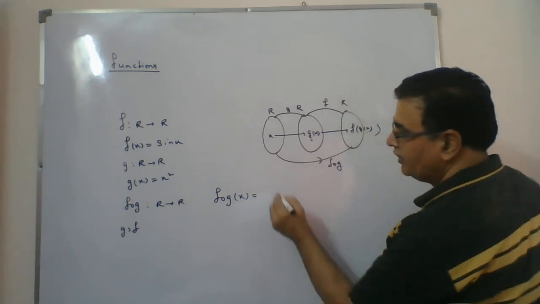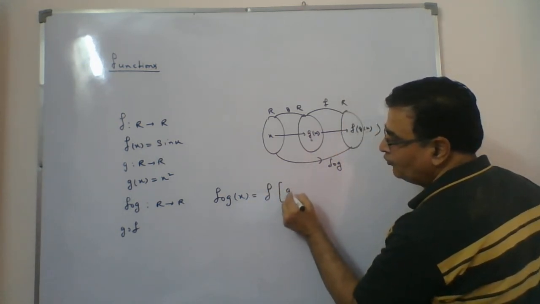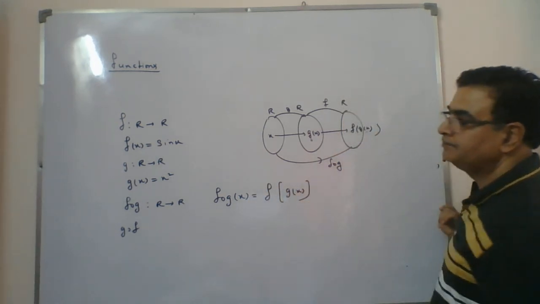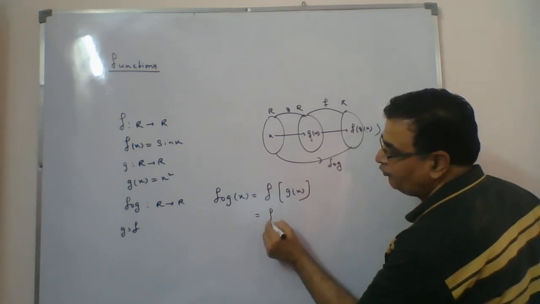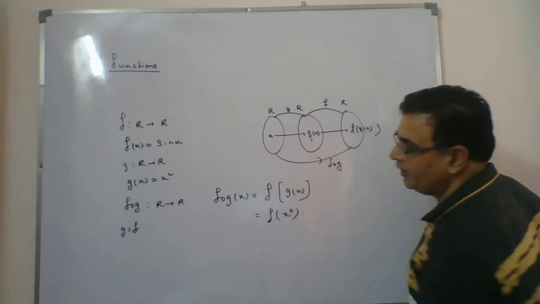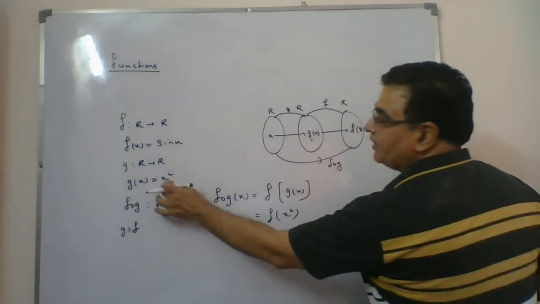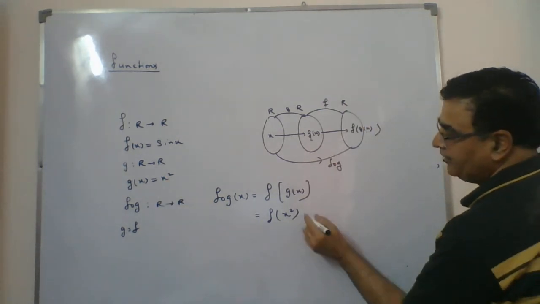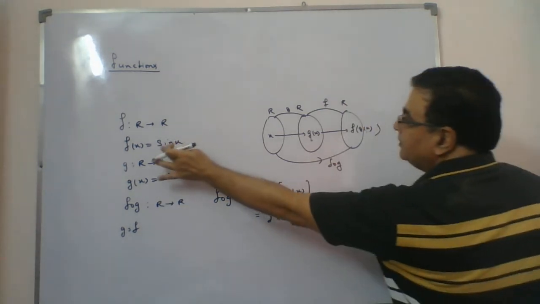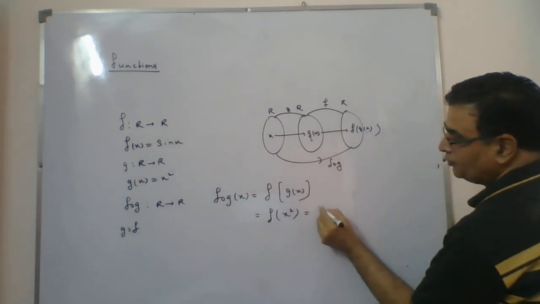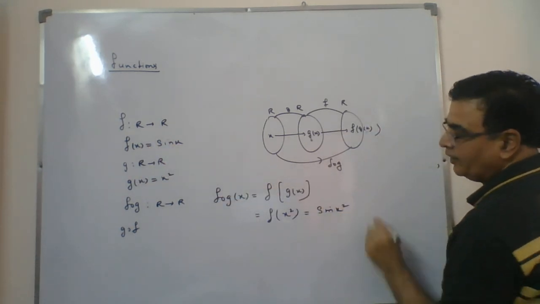And now when you solve it, f composition g(x) will come out to be what? f of g(x). And what is f of g(x)? g(x) is x square. So f of x square, when I take x square here, will come out to be sine of x square.